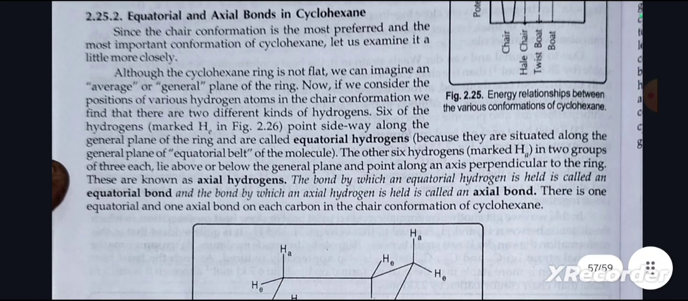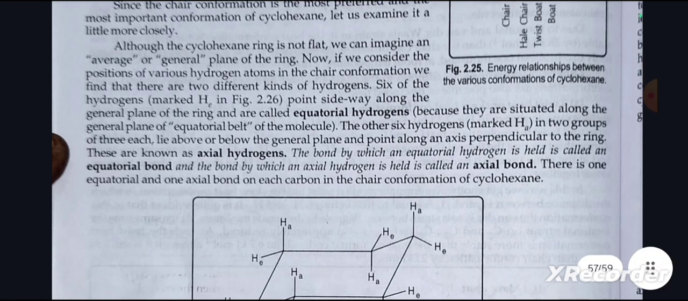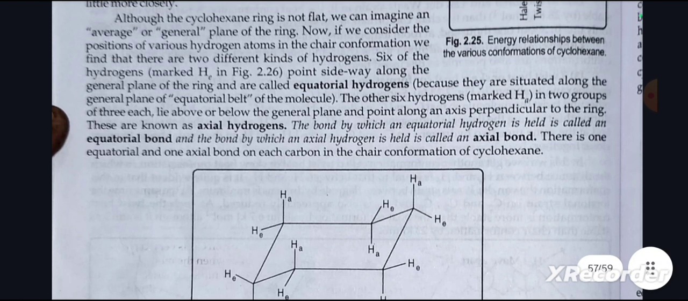2.25.2 Equatorial and axial bonds in cyclohexane. Since the chair conformation is the most preferred and the most important conformation of cyclohexane, let us examine it a little more closely. Although the cyclohexane ring is not flat, we can imagine an average or general plane of the ring. Now, if we consider the position of various hydrogen atoms in the chair conformation, we find that there are two different kinds of hydrogen. Six of the hydrogens, marked He in figure 2.26, point sideways along the general plane of the ring and are called equatorial hydrogens because they are situated along the general plane or equatorial belt of the molecule.